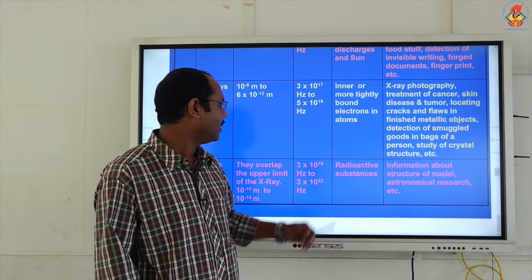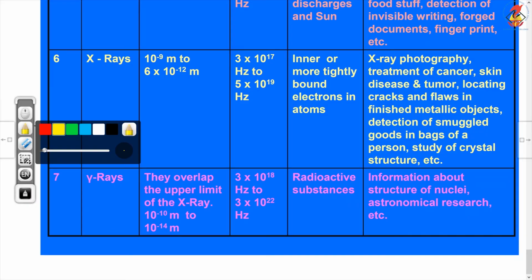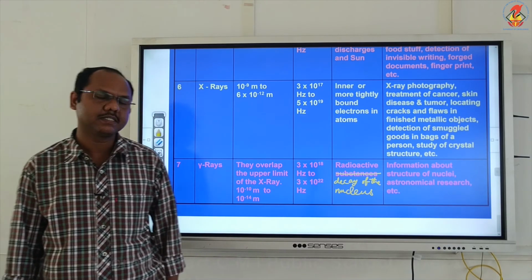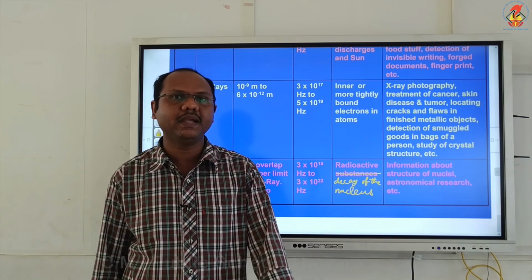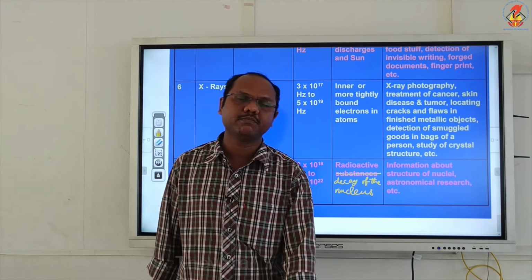So I just wrote radioactive substance. You can write radioactive decay of the nucleus. Now, gamma rays can also be detected using photographic film and ionization chamber.